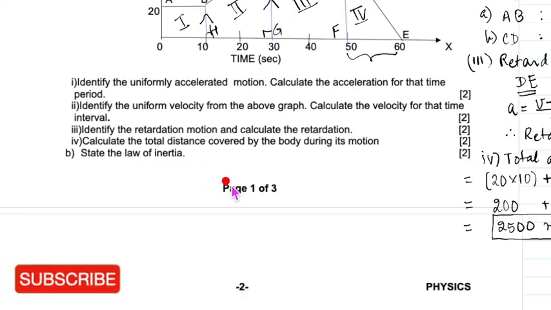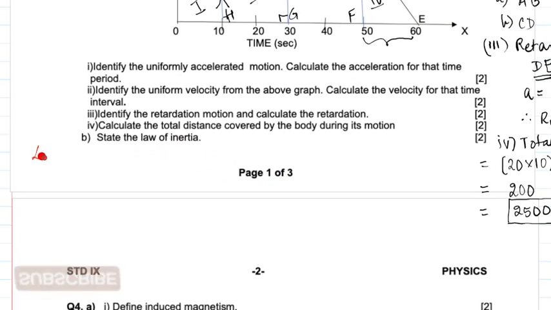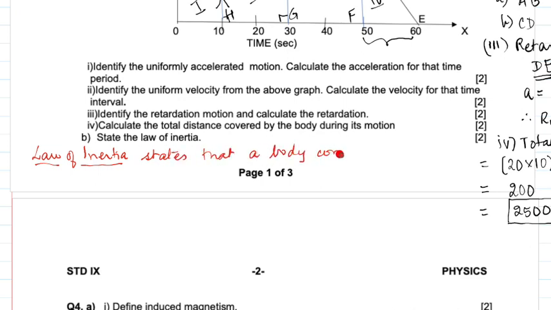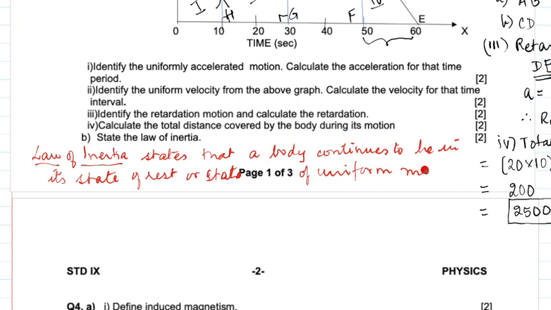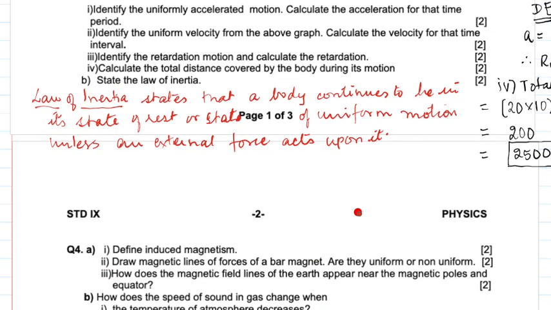Next one is state the law of inertia. We will say law of inertia, underline that, and say states that a body continues to be in its state of rest or state of uniform motion unless an external force acts upon it. So that finishes our question 3.